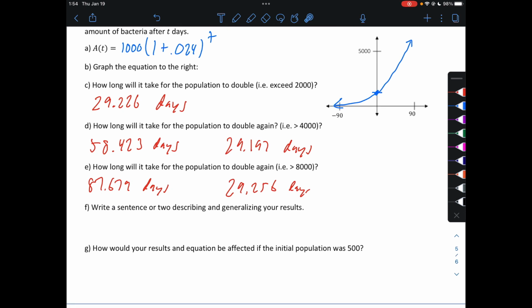In G, how would your results in an equation be affected if the initial population was 500? It wouldn't really affect anything much. All we would do is just change this to a 500. Besides that, everything would pretty much be the same. The graph would look similar, just a little bit lower, closer to the x-axis to start. It'll still grow at the same rate though.